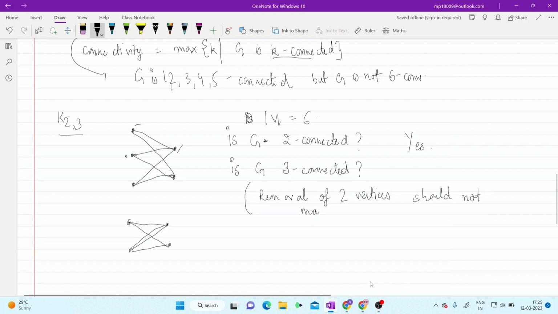So, for showing k-connectedness, you have to check for every k minus 1 vertices. If you want to say that G is 3 connected, you have to show that removal of any two vertices does not make this graph disconnected. So what do you think? Yes, three connected. Are you sure? If we remove, I'll name them.